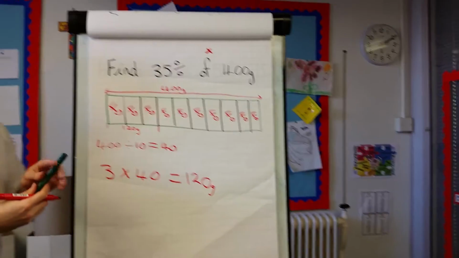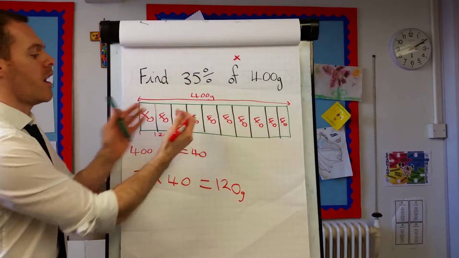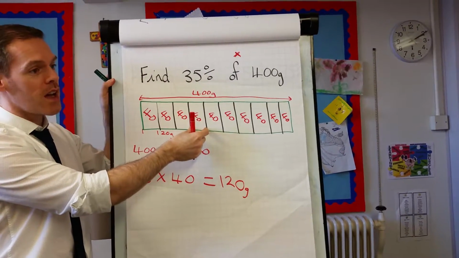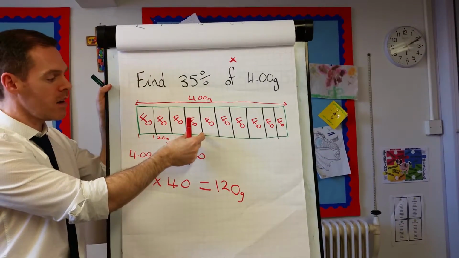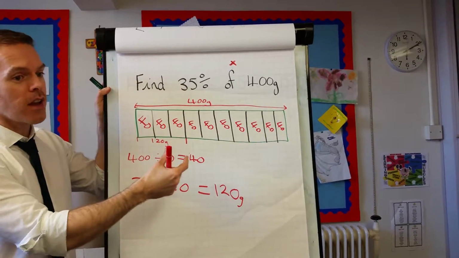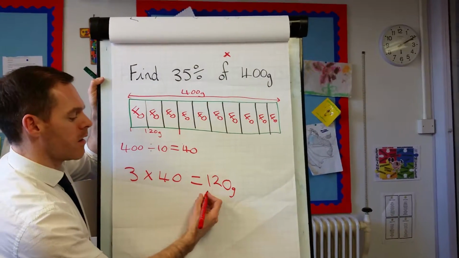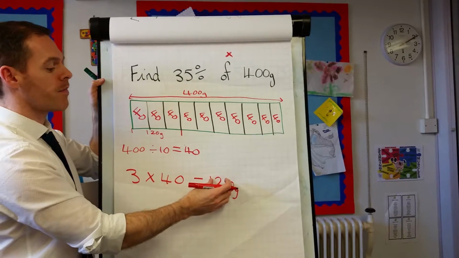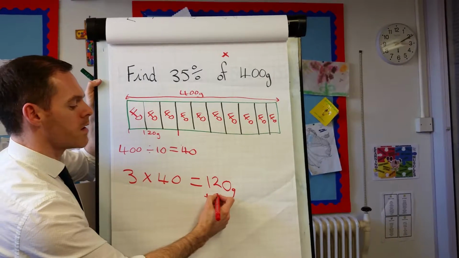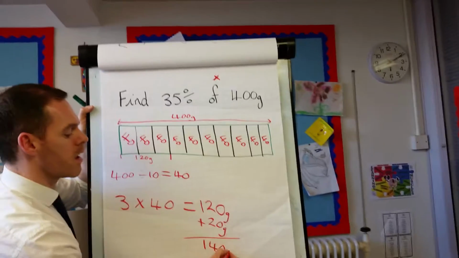Okay, but I need to find that 5%. Let's have a think how we're going to do that. Each of these sections is equal to 10%. So all I've got to do to get from 10% to 5% is halve it. Okay, so if 40 represents 10%, then half of that, 20, is going to equal 5%. Okay? So all I need to do is add on 20 to my 30%, which is 120, and that will give me 35%. So another 20 grams is going to make 140 grams.